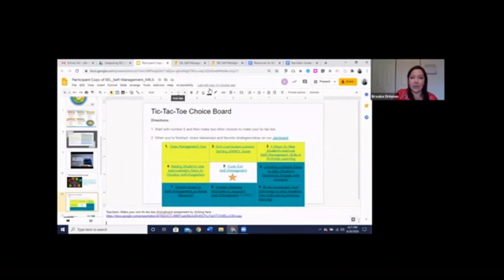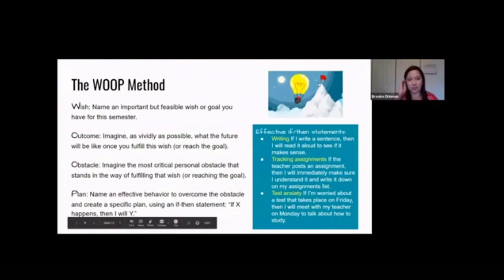We did have one more activity that we're not going to have time to do today, but it is something that you might find helpful, especially at the beginning of the year, working with students. We were going to ask you to use the WOOP method to set your own goal for this semester. So if you have time, you can do that. I think it's always important to have goals for students and for us. Just thinking about what's possible, thinking about a goal, what it's going to look like when we reach that goal, any obstacles that might stand in your way, and a plan that you have to overcome those.